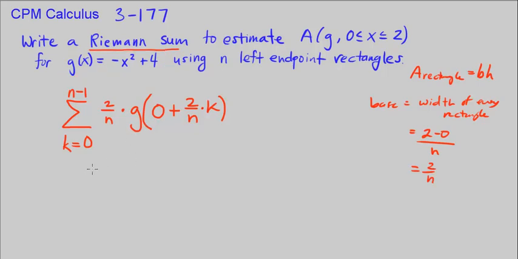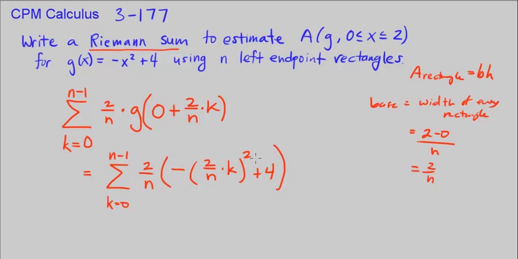Let's go ahead and plug it into our function here. From k equals 0 to n minus 1, 2 over n, g, so we don't have to write 0 again, but g of 2 over n times k. We're going to replace where we see x, so it's going to be negative 2 over n times k squared, plus 4.